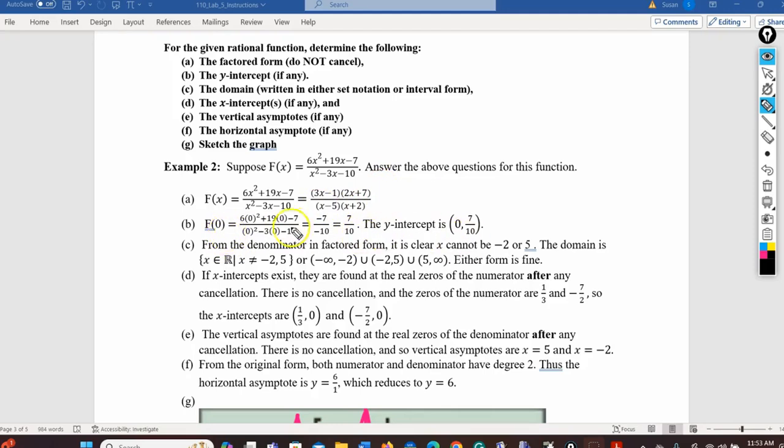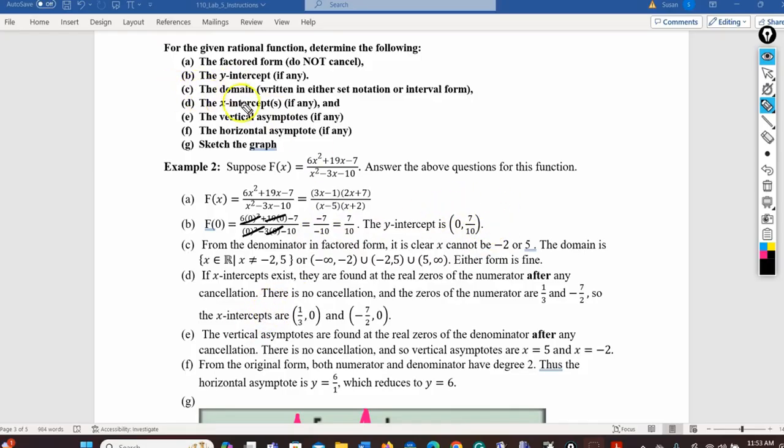Now, to find the y-intercept, you find it by evaluating the function at 0. So wherever there's an x, you replace it with 0, which I'm going to do in the original form because these terms quickly go away. And you're left with negative 7 over negative 10. The negative signs cancel, and you're left with positive 7/10. And so that's where my y-intercept is.